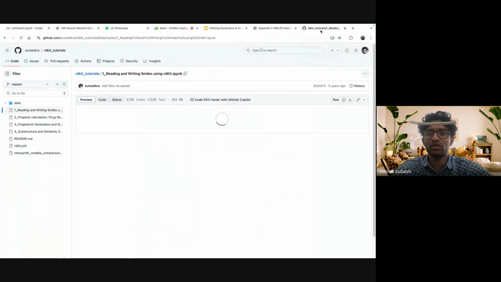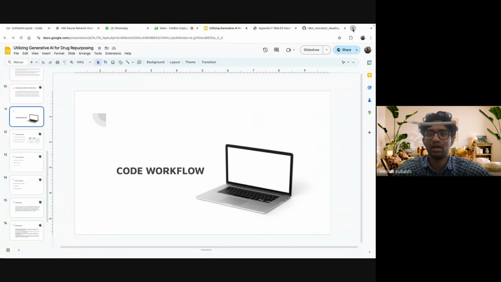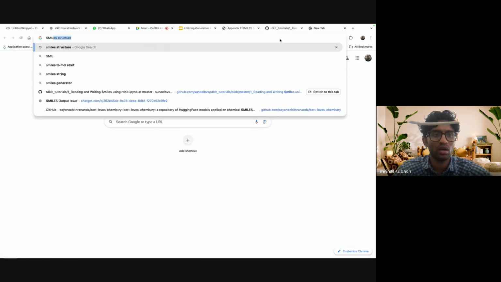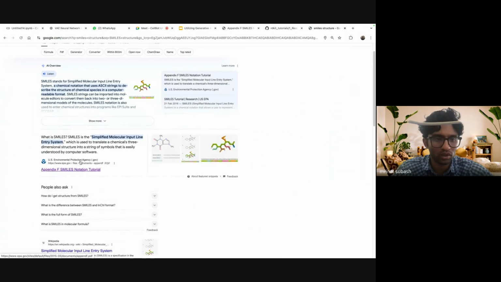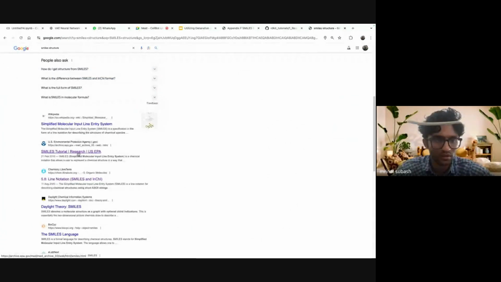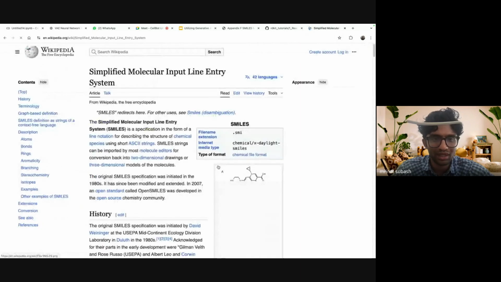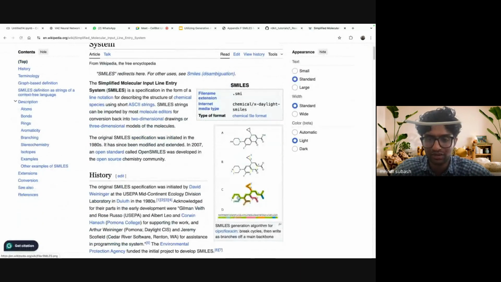If you just Google SMILES, Wikipedia shows how SMILES architecture works. Like, how do they come about? Yes, this is a great example. This is called ciprofloxacin, and you're going from left to right. So N1, C is the carbon atom here.